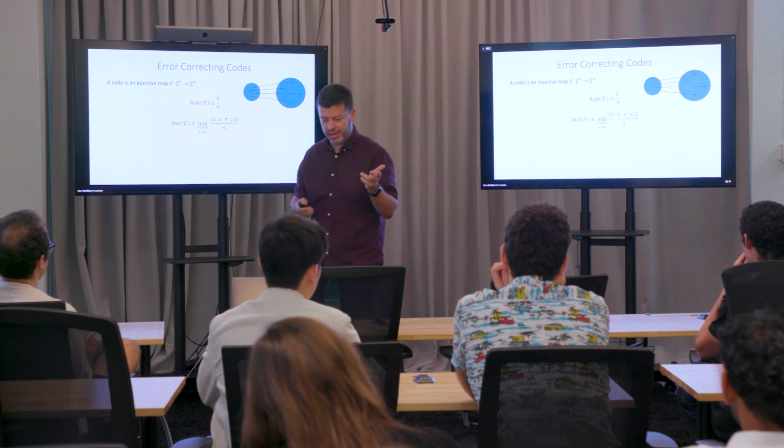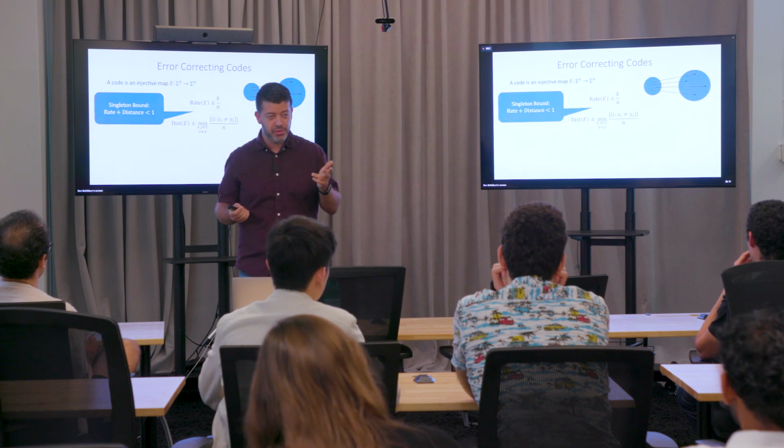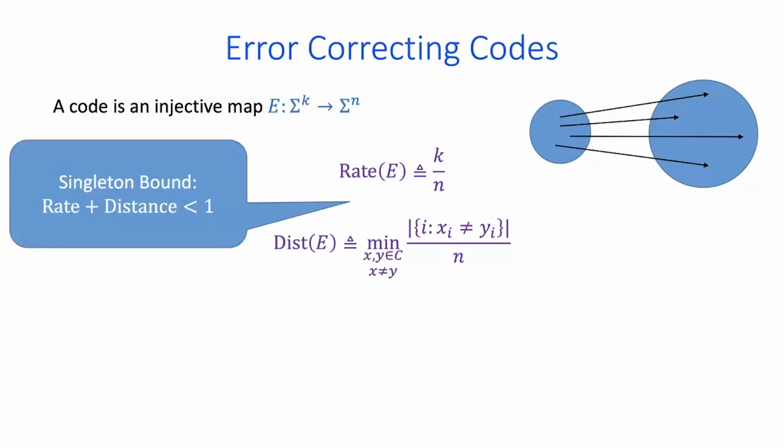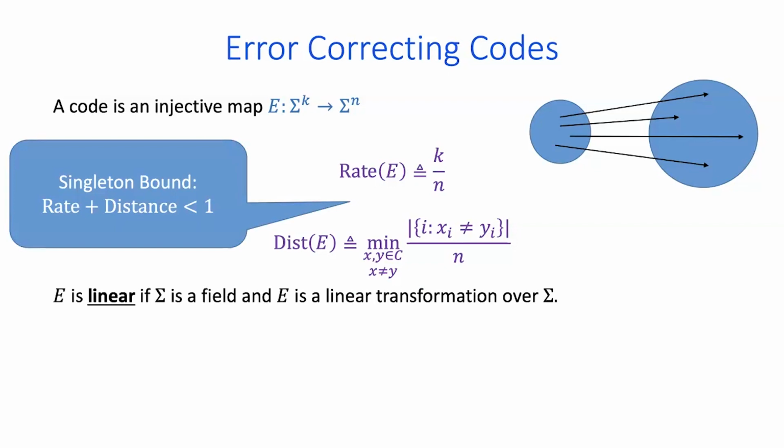Okay, the slightly unfortunate thing is that we can't have both. There's a Singleton bound, which basically says that their sum is at most 1. So you can't have your cake and eat it too. You can't have the rate be close to 1 and the distance close to 1. Good. So some extra properties that we would like to have, and typically have, of codes.